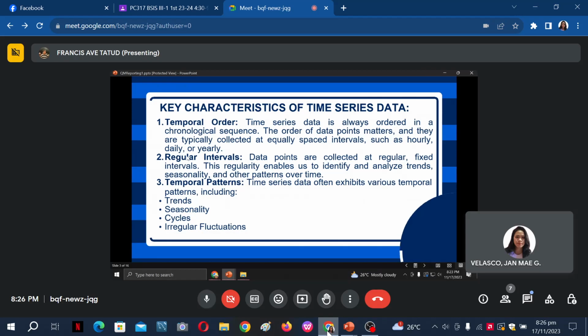Data points are collected at regular, fixed intervals. This regularity enables us to identify and analyze trends, seasonality, and other patterns over time. Last is temporal patterns. Time series data often exhibits various temporal patterns including trends, seasonality, cycles, and irregular fluctuations. So thank you.